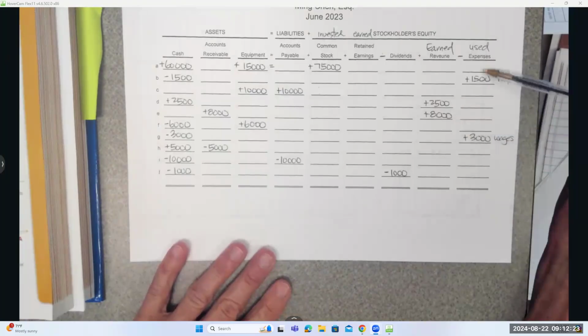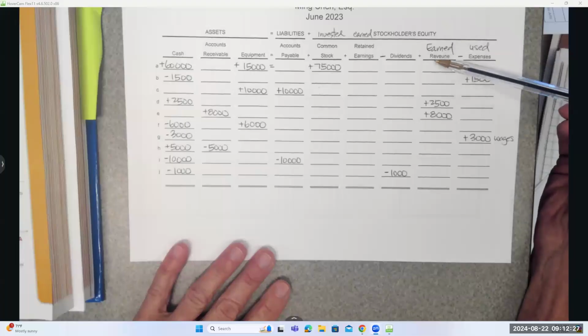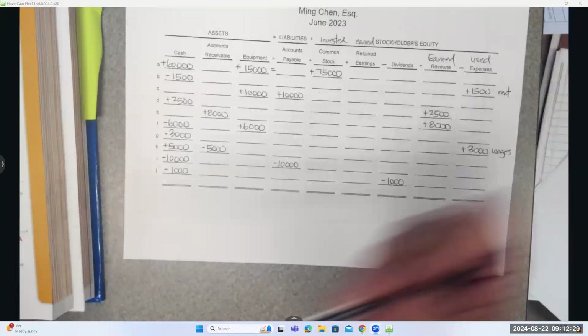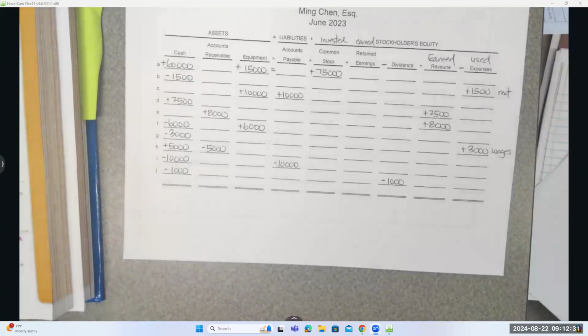How much we earn versus how much we use. Expenses are the costs to earn revenue. Revenue is what we receive from selling our products or our services, whichever the case is.